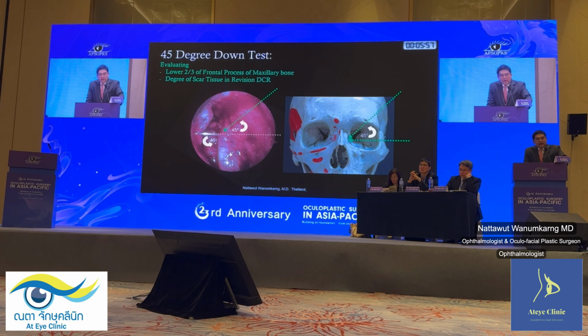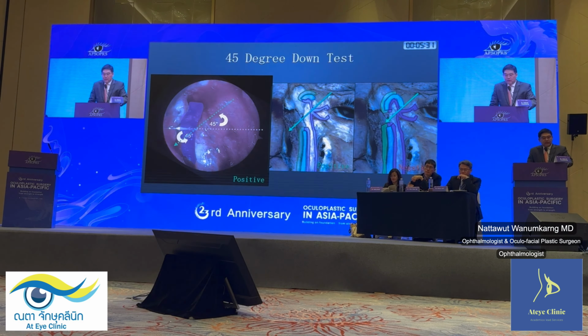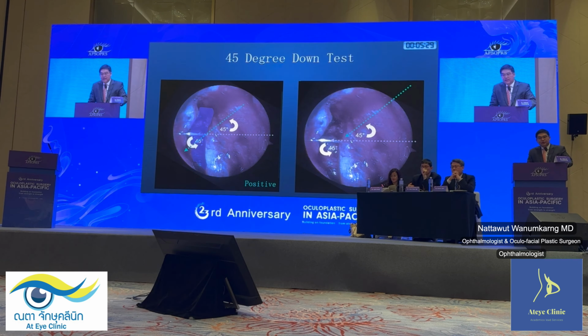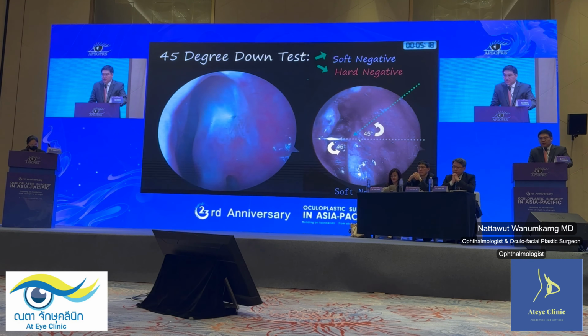The next one is very helpful: the 45-degree down test. This is used for evaluating the lower 2/3 of the frontal process of the maxillary bone. It is also very practical for evaluating the degree of scar tissue in revision of a failed case. I will show the 45 degrees down. On the left-hand side it shows positive, and the right-hand side shows negative. This shows the negative.